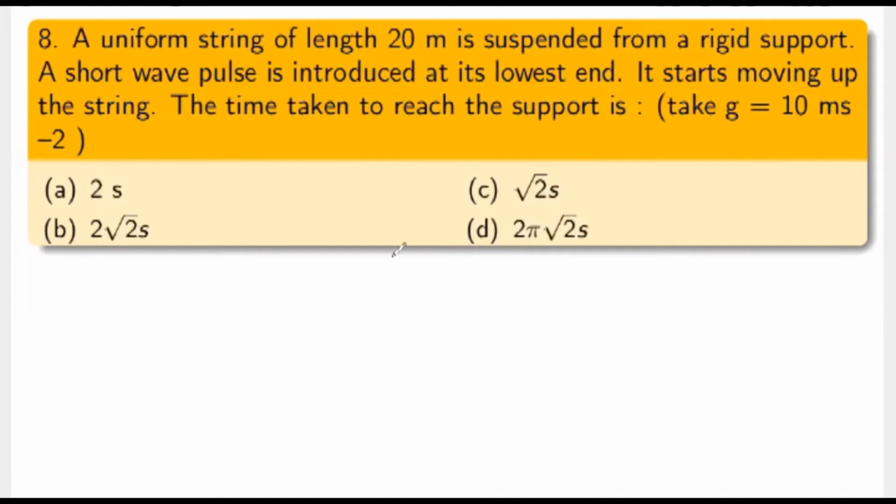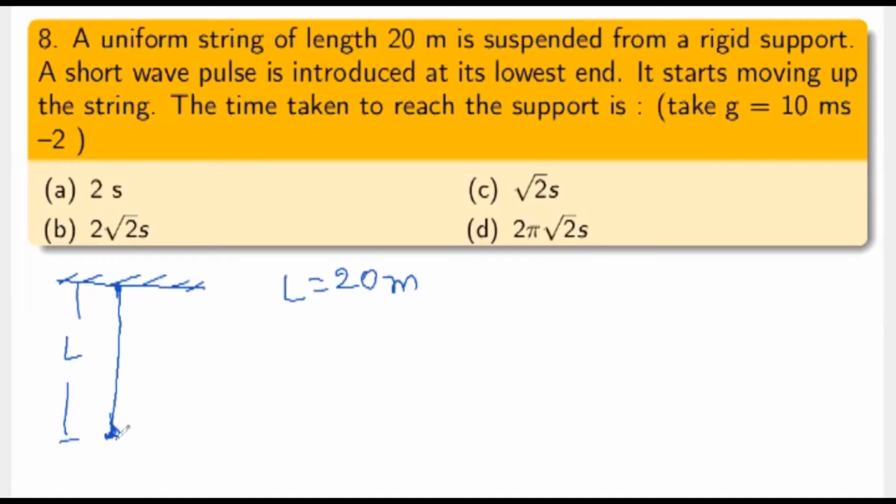So in the problem it is said that a uniform string of length 20 meters is hanging down from a rigid support. A short pulse is produced at the lowest end. Let's say a pulse is produced at this point, and this length is L, that is 20 meters. Time taken to reach the support is, so in what time will this pulse generated at the free end reach the top of the string.